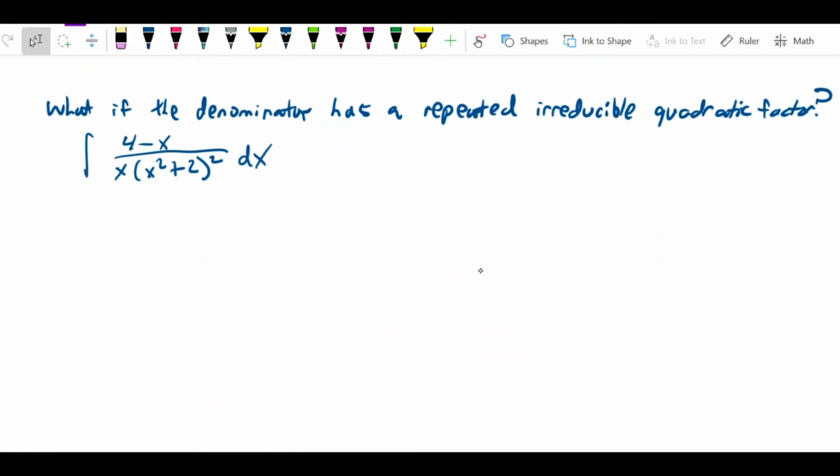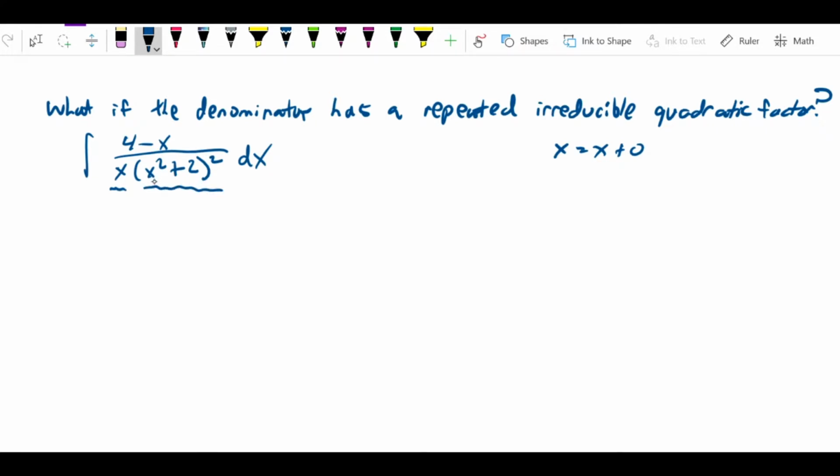And then finally, we deal with the question of what if the denominator has a repeated irreducible quadratic factor? The answer, of course, is that we have to repeat its existence in the decomposition. So here we have a single linear factor, which is x. x is a linear factor because x just equals x plus 0, and people often miss that. And then here we have a repeated quadratic factor.